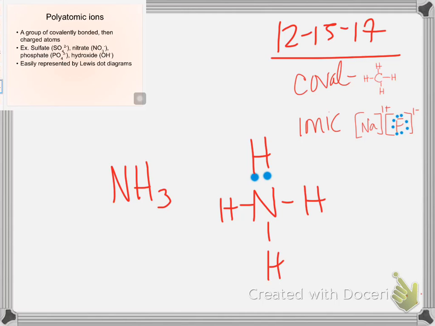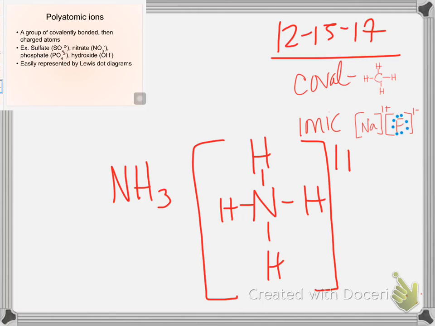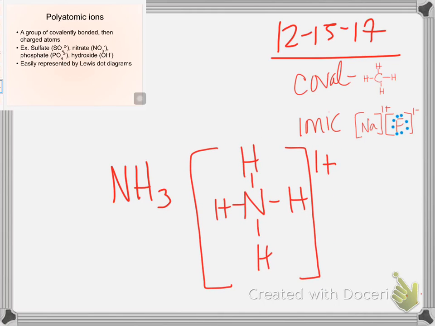We can get rid of these two dots. And we can represent that with a little dashed line. We now have an ion, which means we have to bracket it. It's got one more proton than it did electron. That's an ammonium ion. Instead of NH3, we now have NH4, 1 plus.